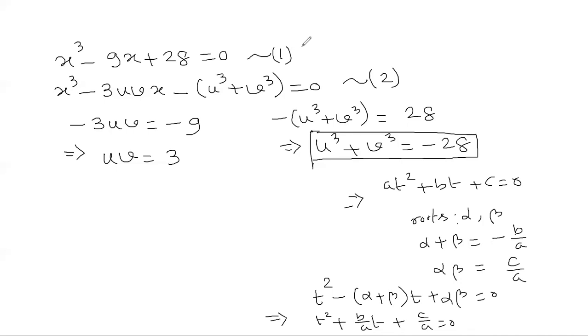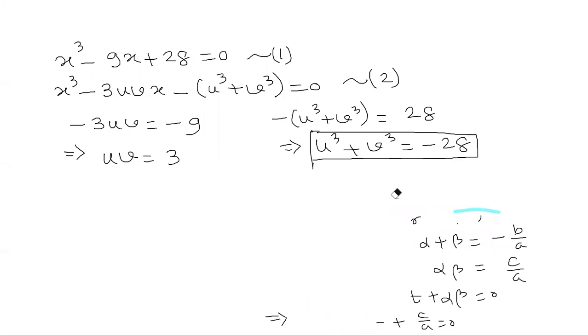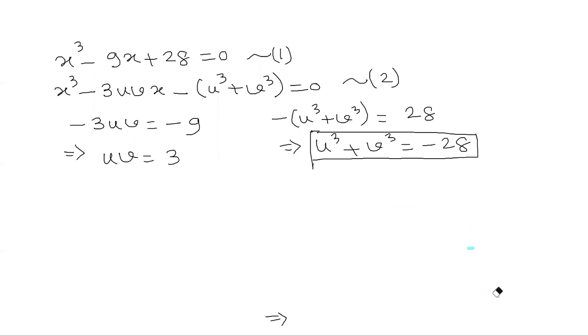Here we have the sum of u cube and v cube. So the sum of two roots is present over here. So we want to form a quadratic equation whose roots are u cube and v cube, right?